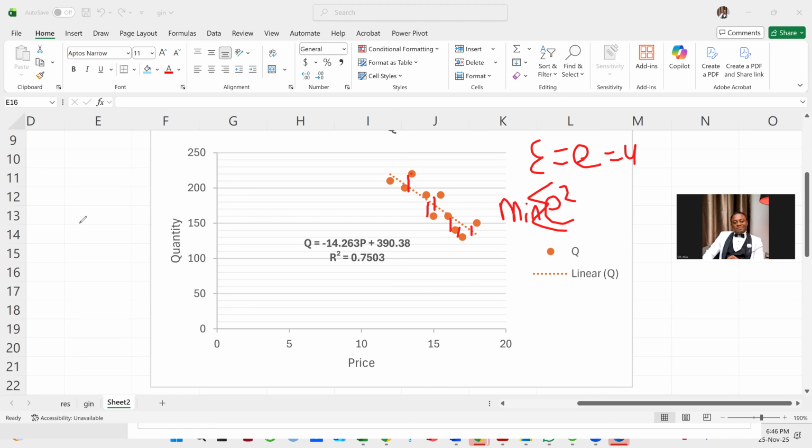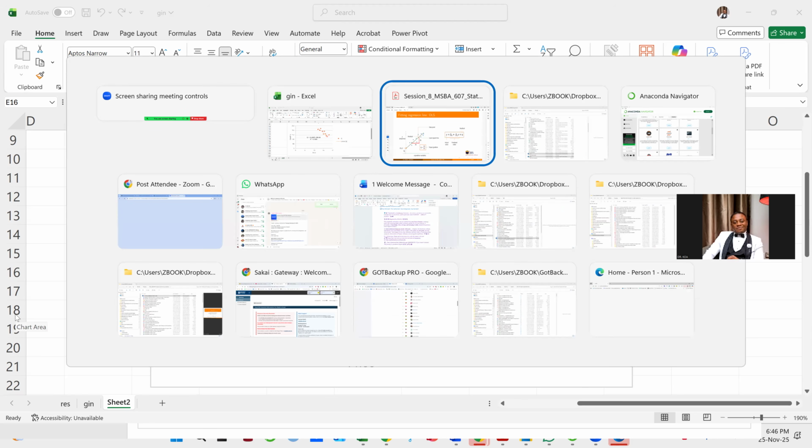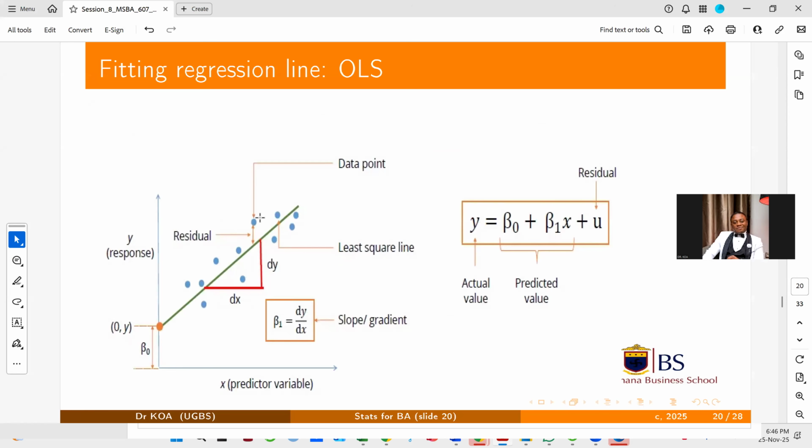Okay, so now let's go back to the notes and then we see what the regression is doing. So the errors are also called residuals, I said. So you can see that there's a data point here, and in this data point, there is a residual, an error, because the error measures how far you are from the line of best fit. Now, the essence of regression is to minimize error so that you can use it for proper interpretation.